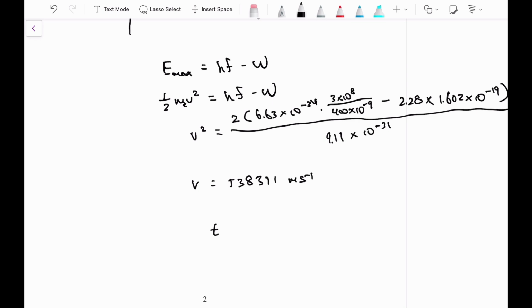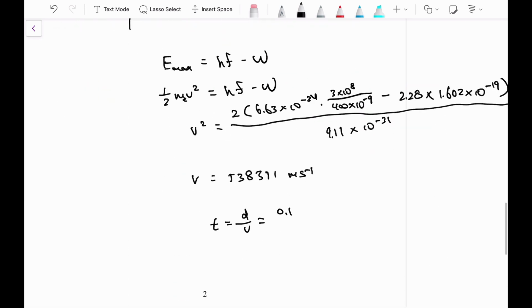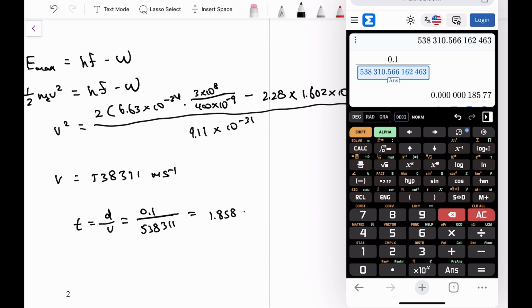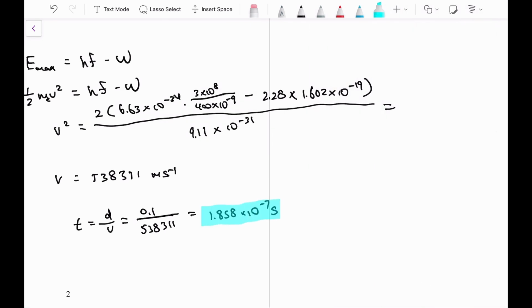And then the time will be equal to the distance divided by the velocity. Distance, I remember that is 0.1 meters, yes, and then divided by the velocity. And that will be equal to 0.1 over this, which is 1.858 times 10 to the minus 7 seconds. And that will be the answer to the first part of the question.